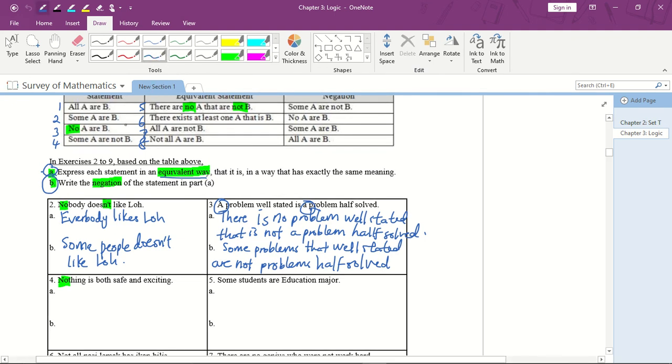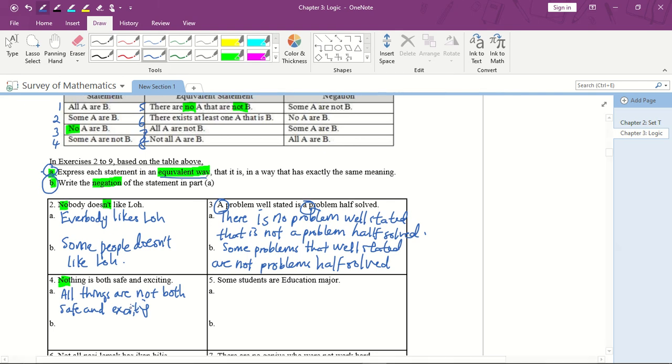So if you want to write the equivalent way, you write this one: all A are not B. So basically you can write it as all things are not both safe and exciting. Okay, so nothing is both safe and exciting. It means that all things are not both safe and exciting. So you get it. Yeah, it's equivalent when you try to think about it.